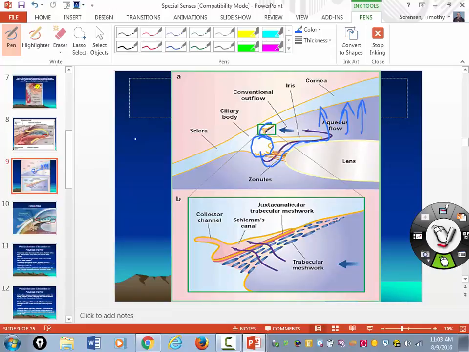And the metabolic waste is then drained into these little canals of Schlemm and then into the venous blood and returned to the right side of the heart. Now, in some people, especially diabetics, those canals can become blocked with protein debris, and you still make the aqueous humor, but you can't effectively drain it.